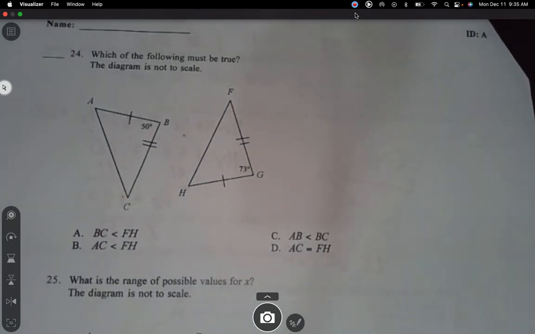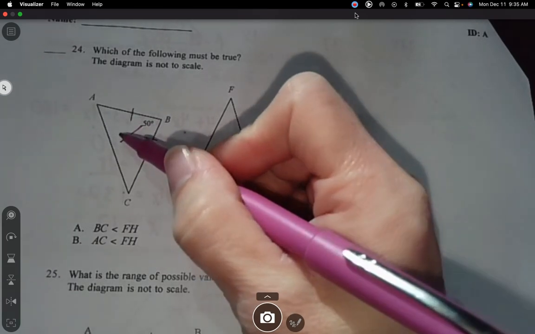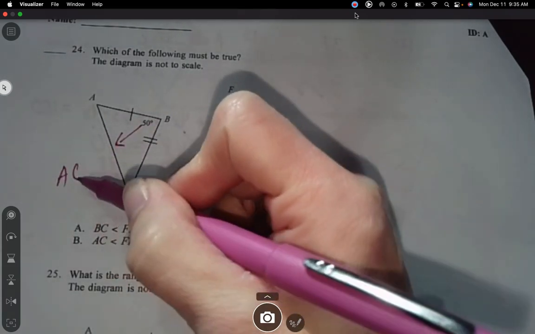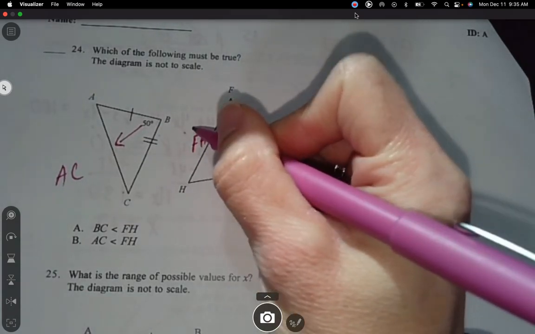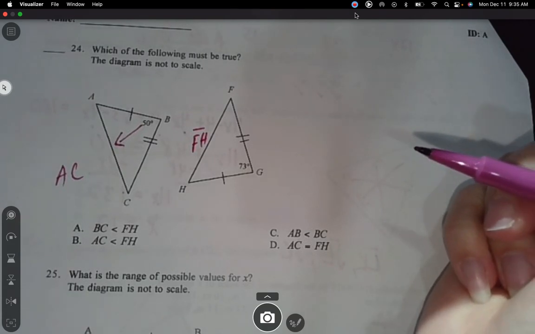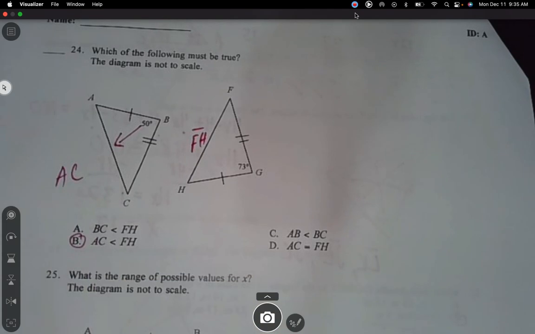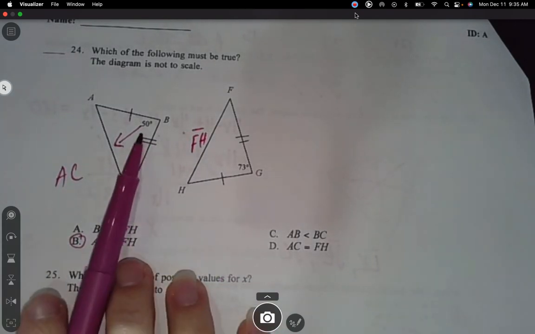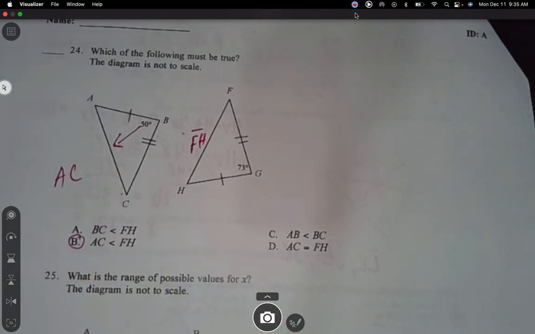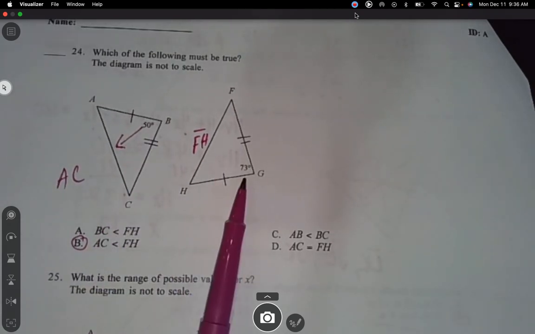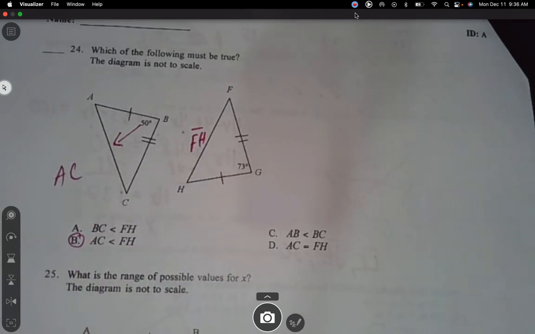All right. Which of the following is true? So which angle is bigger? The 73. So you can say that AC, we're going to compare AC and what other side? FH. What do you know about AC? It's smaller than FH. Which one is that? B. Does everybody understand that? Since this angle was smaller than this one, this side is smaller than this one. Since 50 is smaller than 73, AC is smaller than FH. It's like the door hinge theorem.